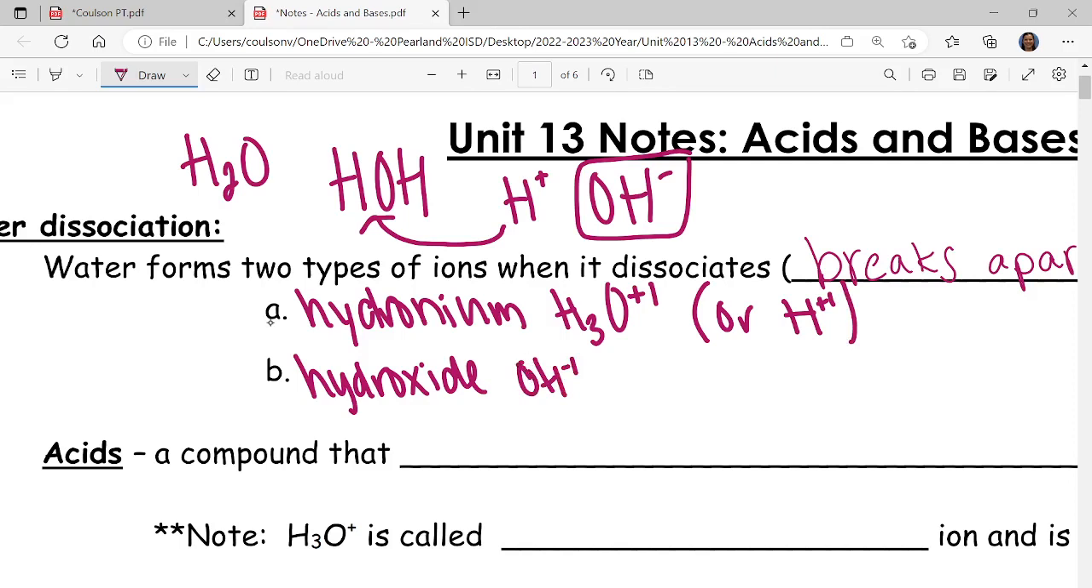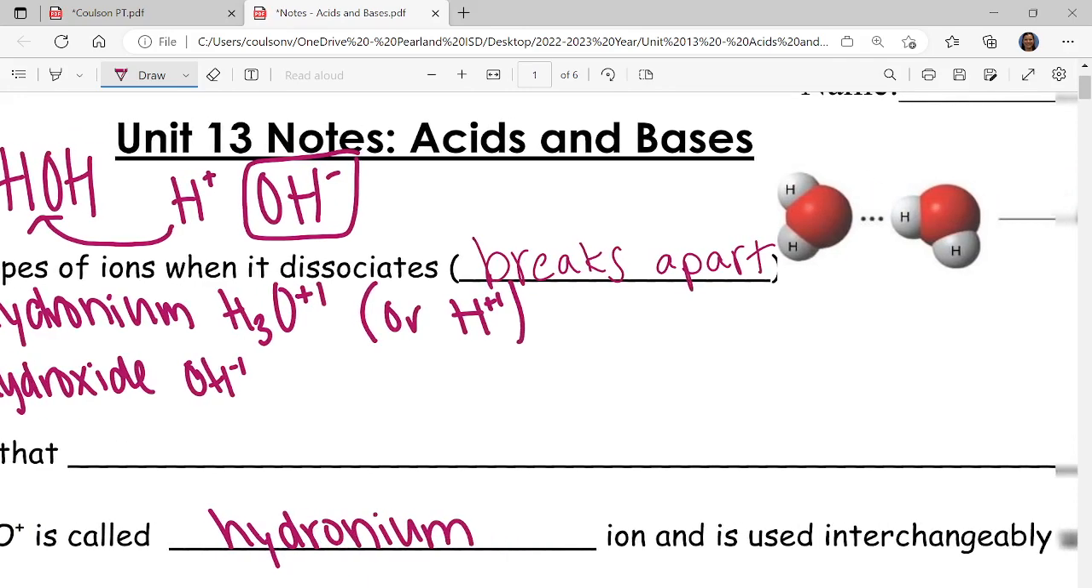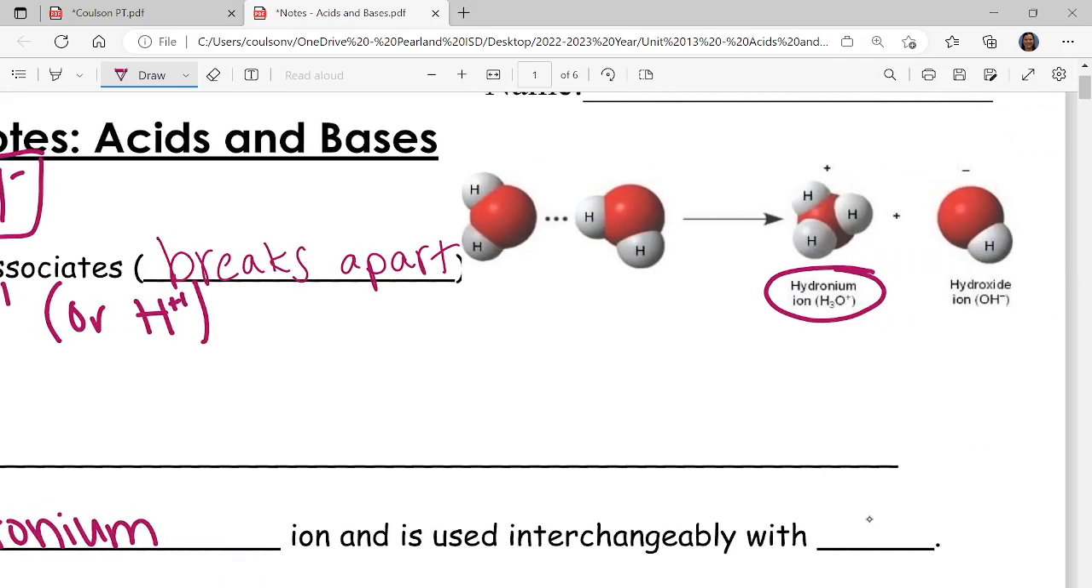So I'm going to jump down to tie this to this bullet point. It says, note that H3O+ is called hydronium. And it is an ion that is used interchangeably with H+.